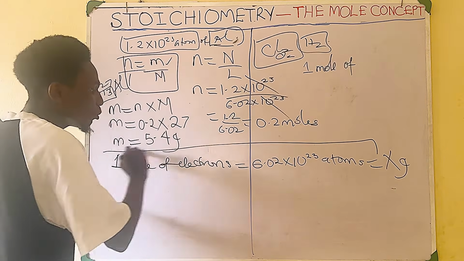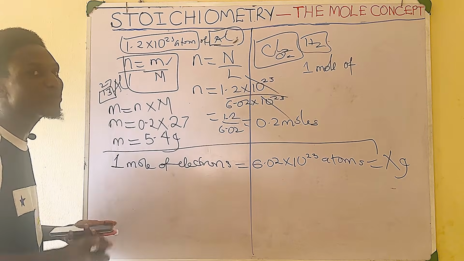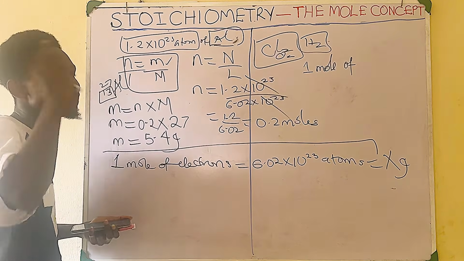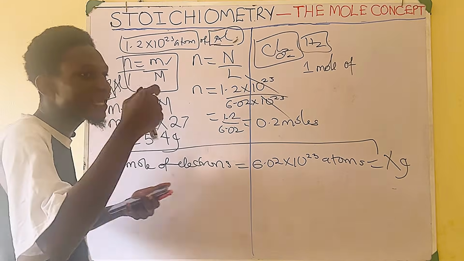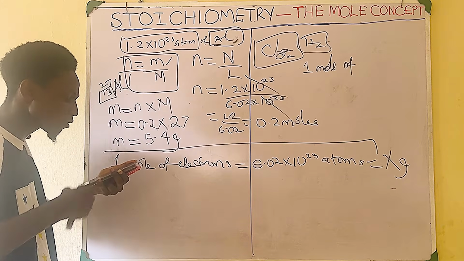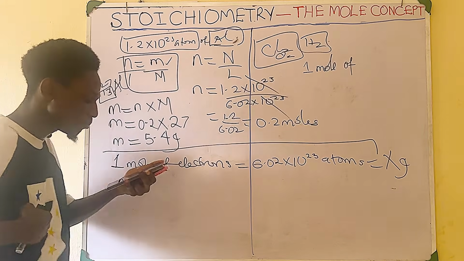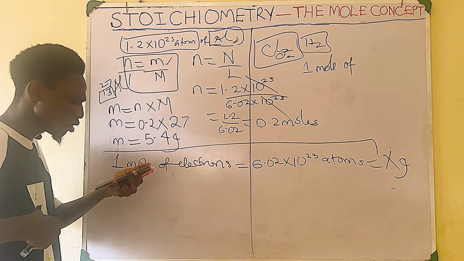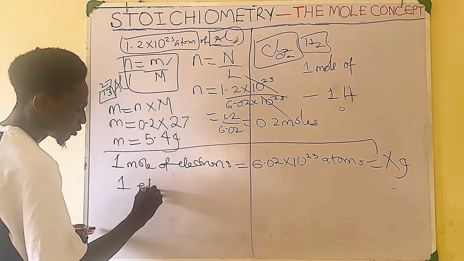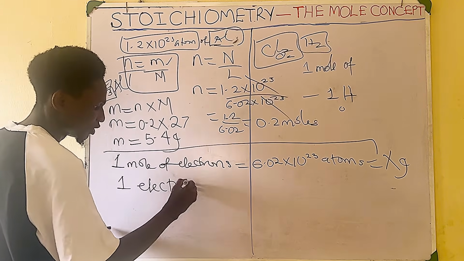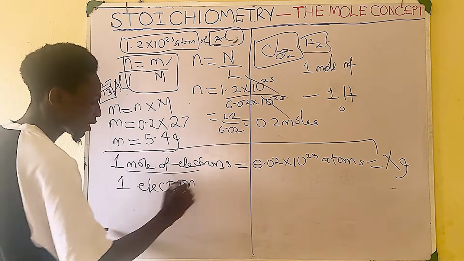So now I look for the mass of one mole of electrons. They expect you to know the mass of one atom from the first question. So that's why that question was actually a wire question. So there's A and B. You know that there's a difference between one mole of electron and one electron.